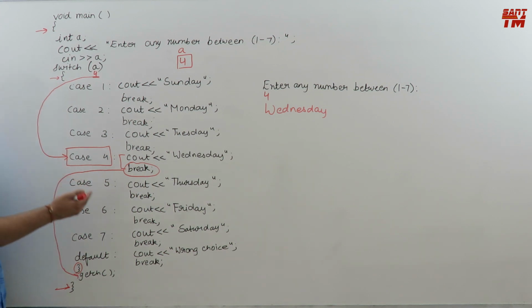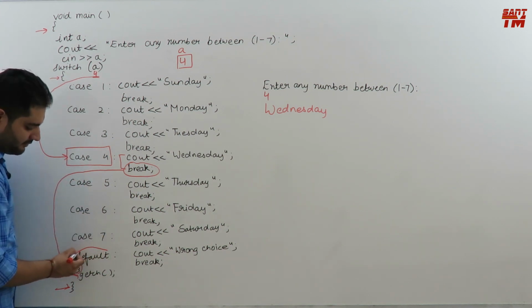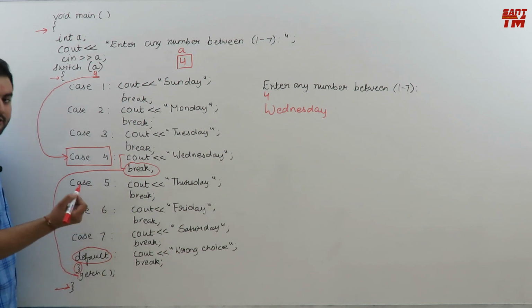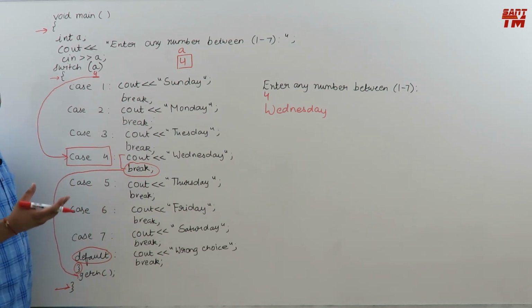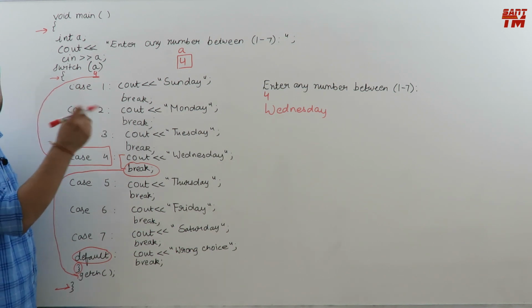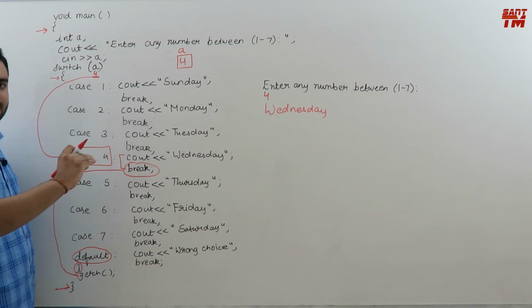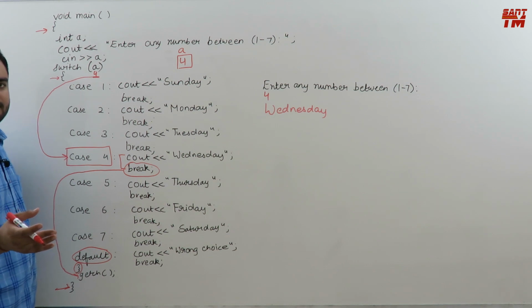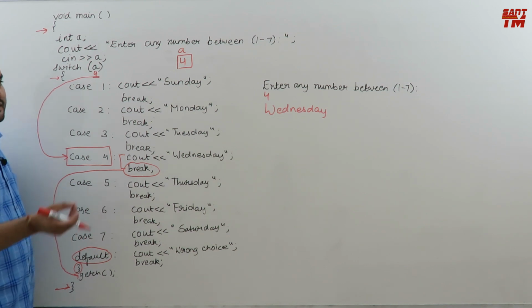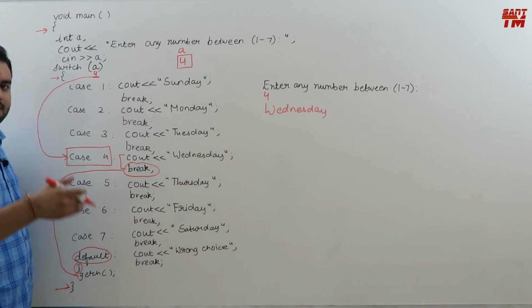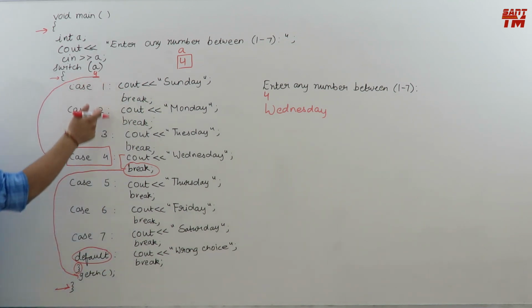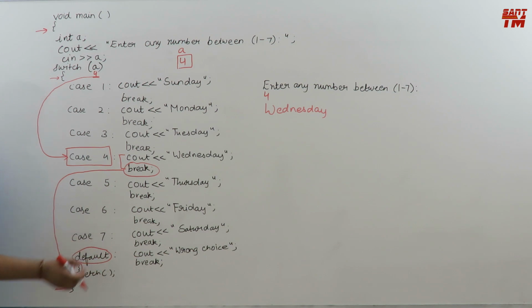Let me tell you what this default is first. This default is similar to the else part in the ladder if. What was ladder if? We had if condition, then else if condition, then again else if condition. Similarly, there were many else ifs, and in the last we had else. If any of the conditions did not match, we come to else. Similarly, if any of the cases did not match, we come to default.